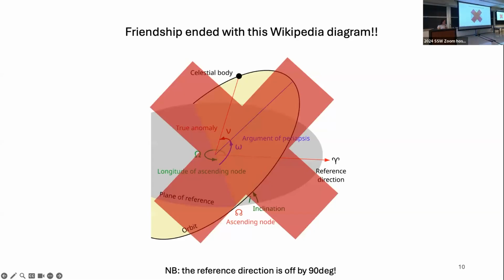Also, a quick anti-advertisement for this diagram on Wikipedia. This diagram has caused so much trouble because the reference direction is off by 90 degrees to what we typically define in exoplanets. It's defined as the reference direction for what's typical for solar system studies. But yeah, so don't use that one.